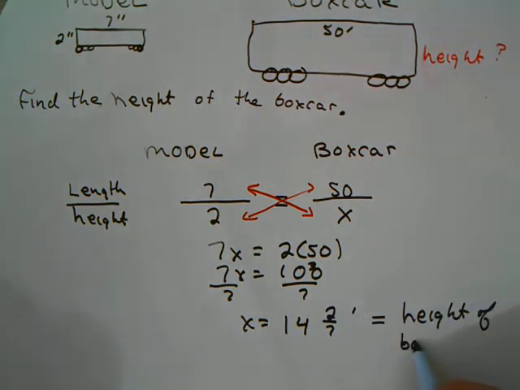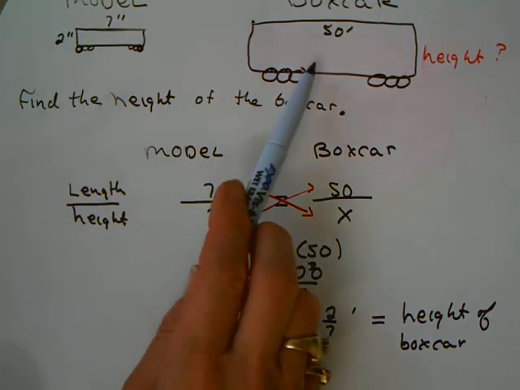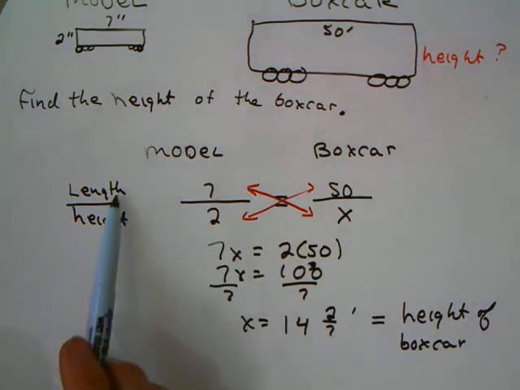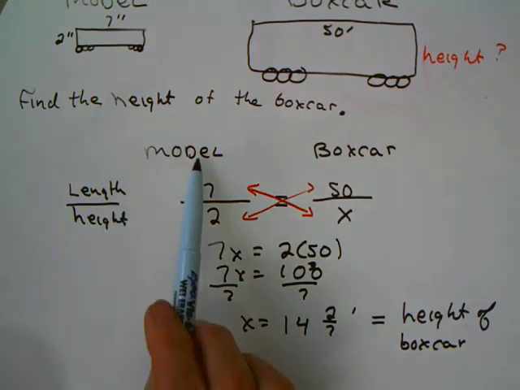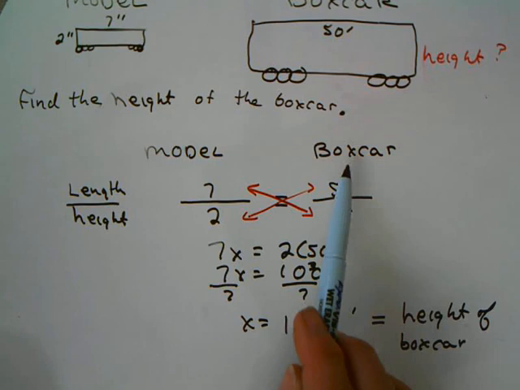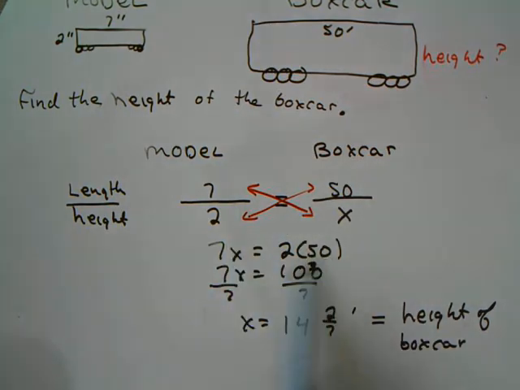So that's all you need to do to solve something like this, is compare your model to the actual figure, figure out what 2 dimensions you're comparing, put your model on one side, your boxcar on the other, cross multiply, divide by the coefficient of x, and you have an answer.